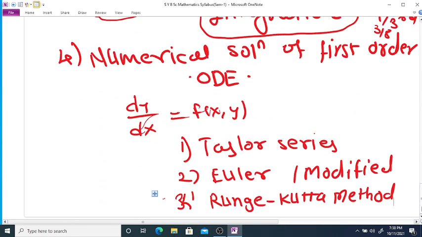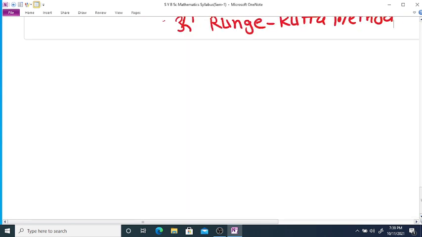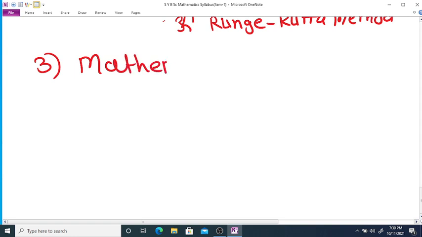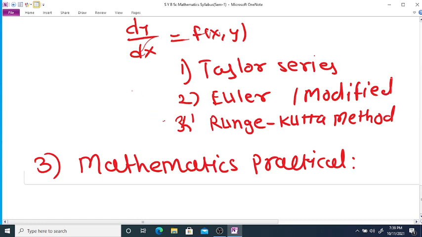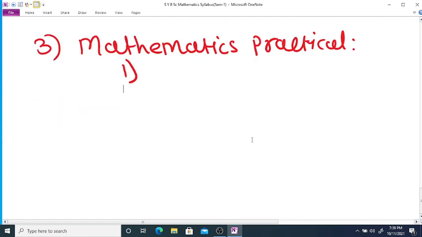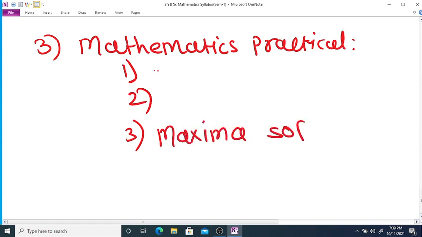Okay, and now last there is mathematics practical. The third course is mathematics practical. This course is based on some practicals on calculus of several variable, that is from course 1, and number 2 numerical methods and its application, and third we are going to see some Maxima software practicals.